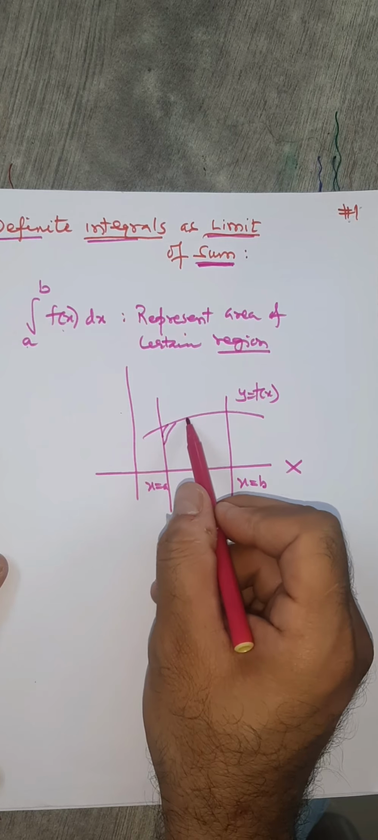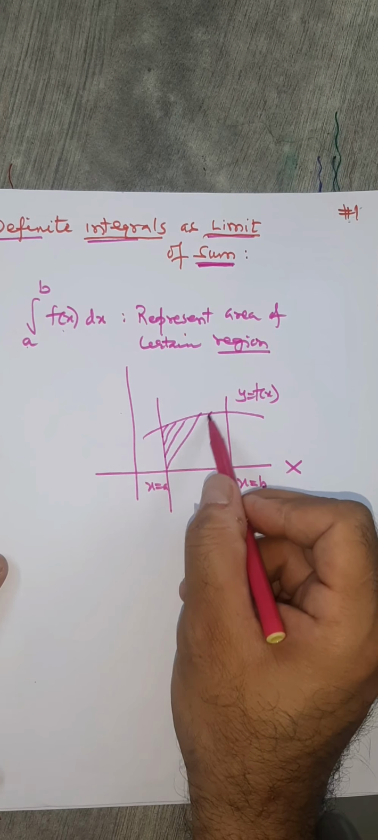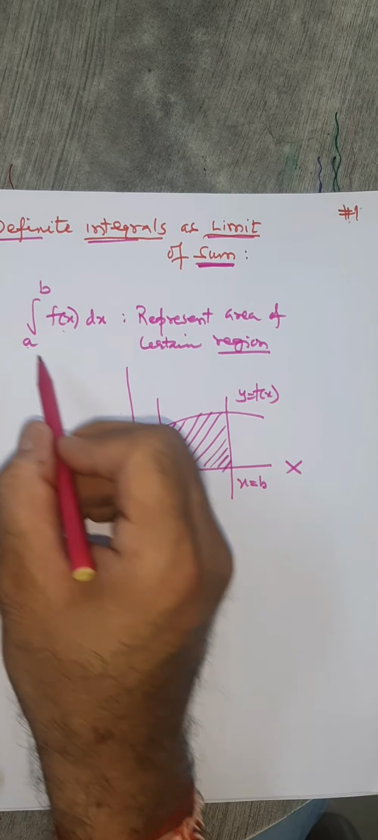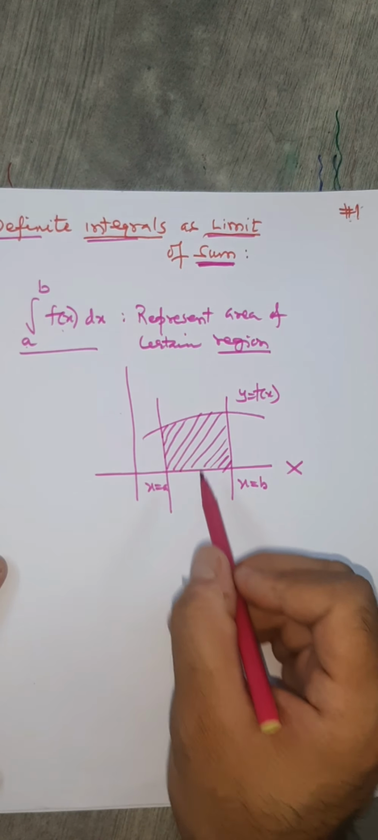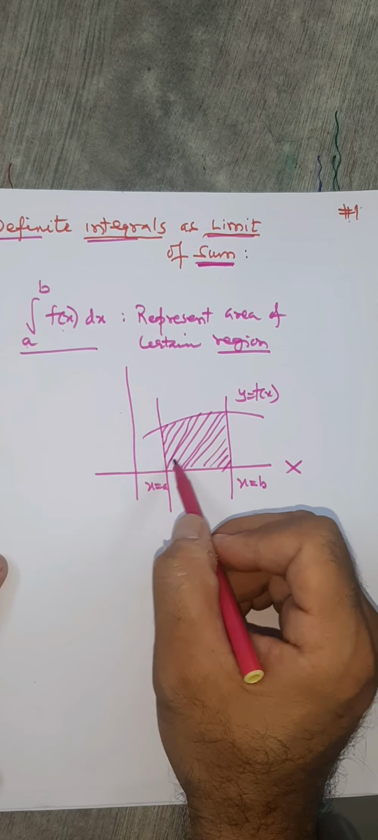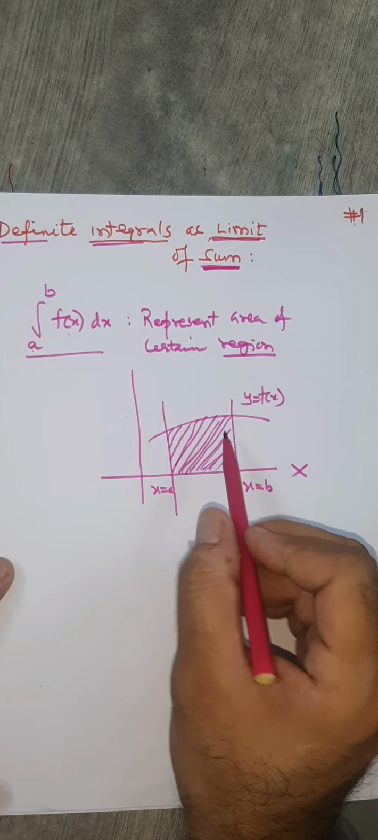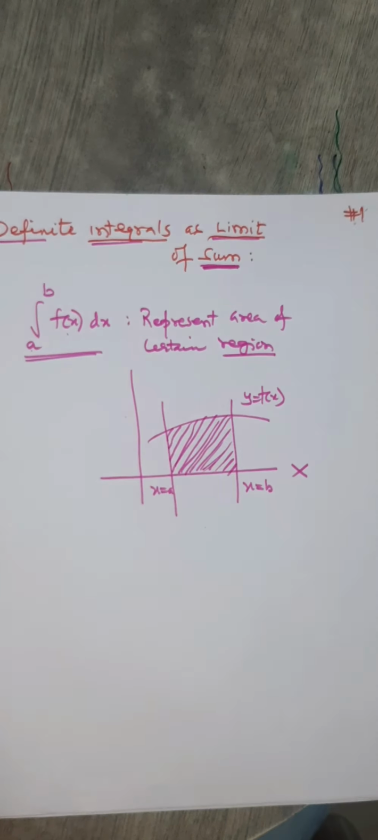So this is the region with area equal to this integral with modulus. This may be sometimes negative, but if we take modulus it becomes positive. So area of this region is given by this integral.